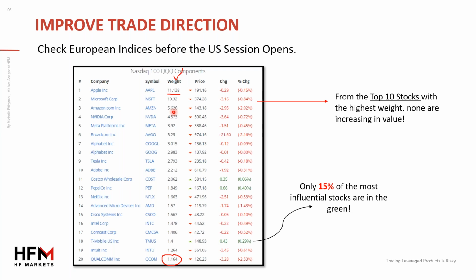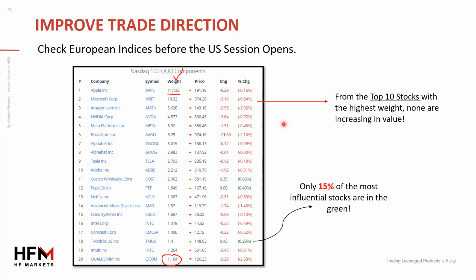Now, when we're looking at indexes, it's impossible for you to analyze 100 stocks. It's impossible. So what individuals do is they look at the performance of the top 20 most influential stocks. Now, there are different theories. Some people look at the top 5, some people look at the top 10, some people look at the top 20. It's down to you. This is here for educational purposes only.